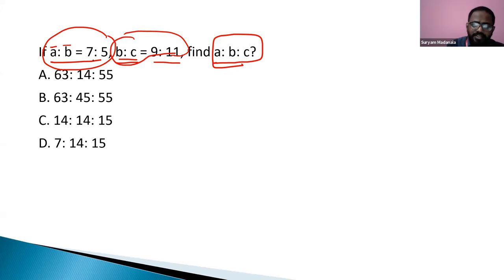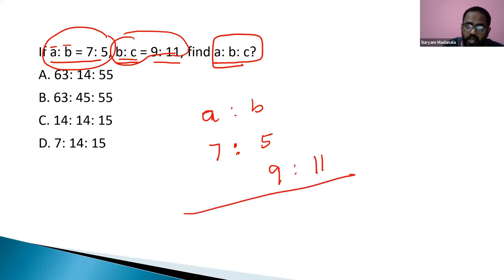Yes. Now they want me to compare all three: A, B, and C. So how do I write? I write it in this way. If you have gone through the video, you might have gone through this also. I write A:B as 7:5. Below B, I write another ratio, 9:11, because we got it compared with C.